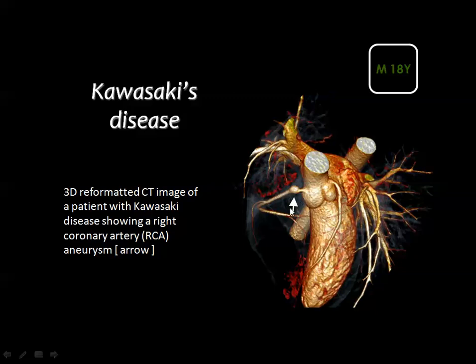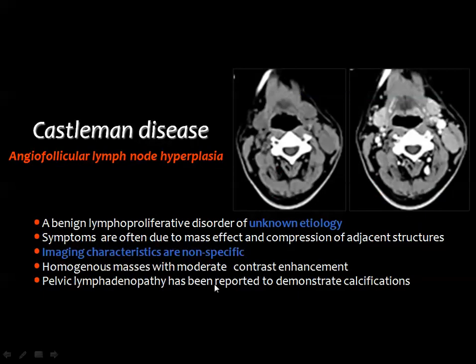And Castleman disease is a disease of unknown etiology. It presents with lymphoproliferative hyperplasia of the lymph nodes. The affected nodes are enlarged, they are homogeneously enhanced, and sometimes you get calcium, especially in the nodes in the pelvis affected by this Castleman disease.